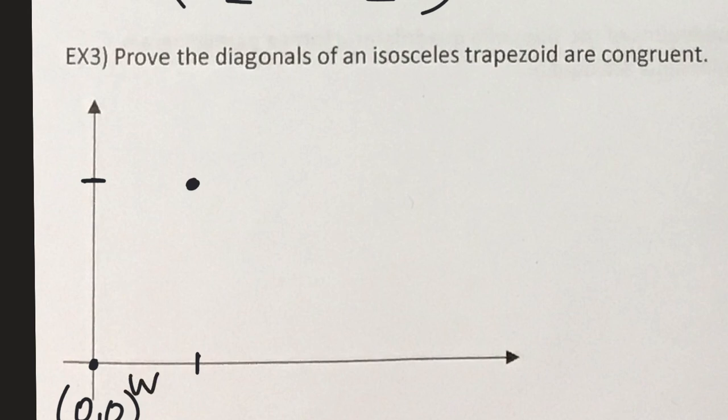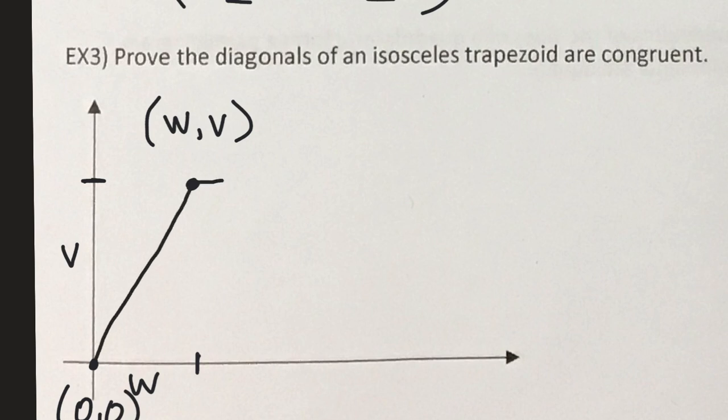Let's pick W and V. V and W, Volkswagen. So what are the coordinates here? My first point of your isosceles trapezoid: W, comma, V. All right, so this is the first leg here.